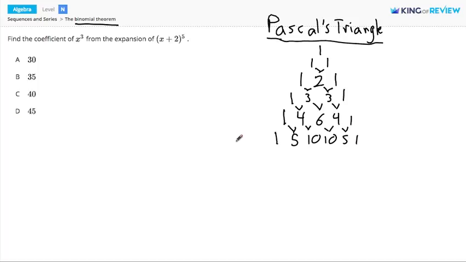Pascal's triangle shows us what happens when we expand a binomial raised to different powers. The top row is if we raise a binomial to the 0th power. The next row if we raise it to the first power, the second power, the third power, the fourth power, and the last row I've written down is raising it to the 5th power, which is the power we want.